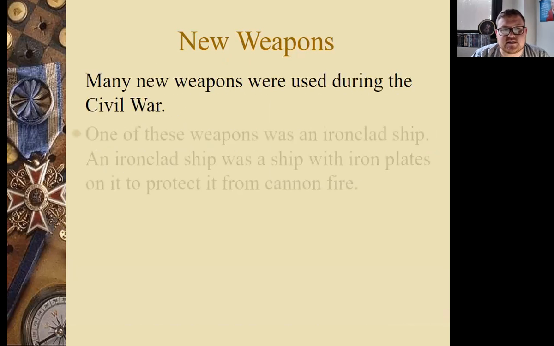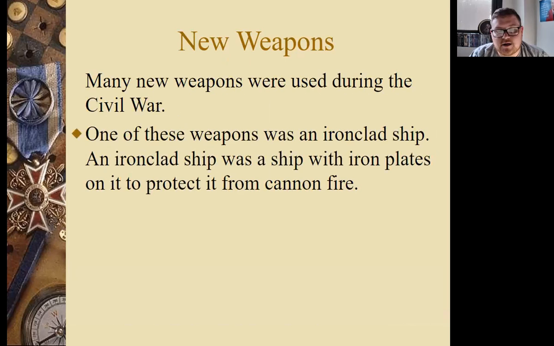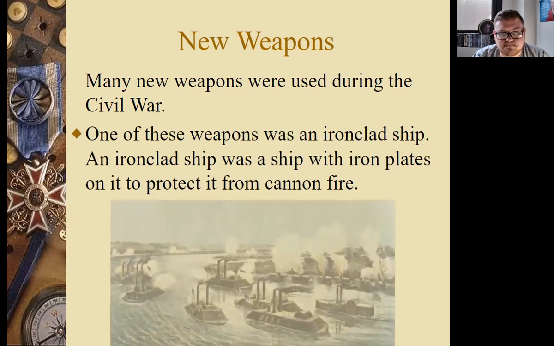Many new weapons were used during the Civil War. One of these weapons was an ironclad ship. An ironclad ship was a ship with iron plates on it to protect it from cannon fire. This is the beginning of the modern Navy that we have today. Before the Civil War, it was all wooden frigates. After the Civil War, our Navy is adapted to be more iron-focused, iron-plated.